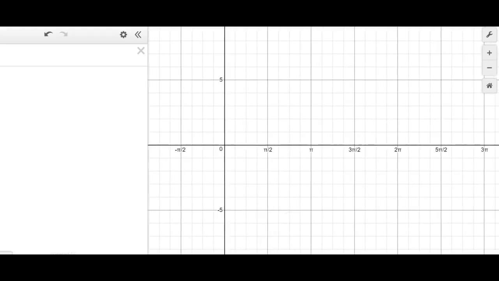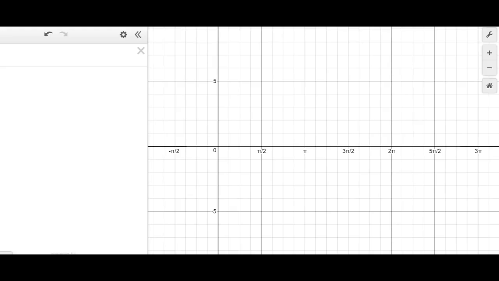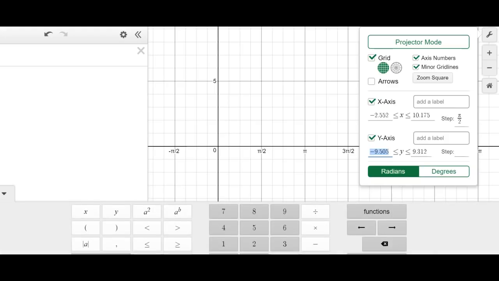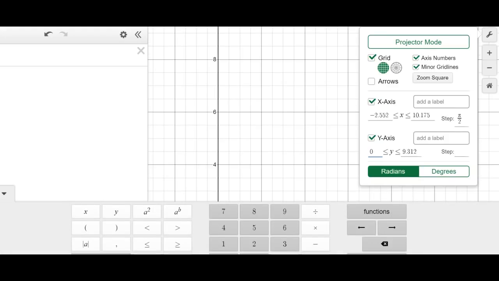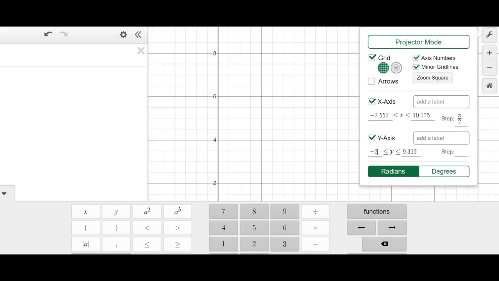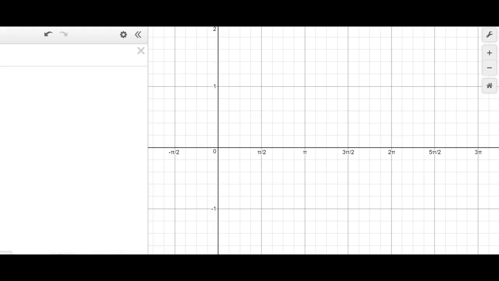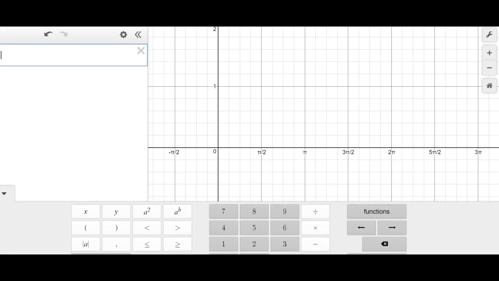If you go to settings, and change this to go from, say, 0 to 3, or let's actually have negative values in there. We'll go from -2 to 2. Now we can see a little bit more of what's going on when we type in something like sine of x. So let's do that.